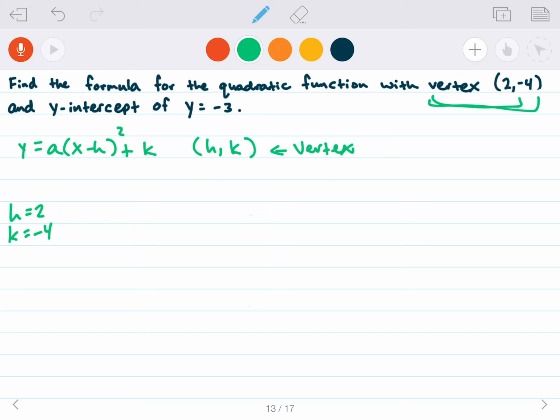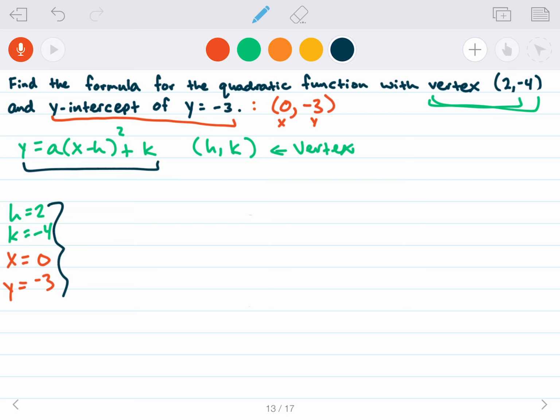We're also secretly given a point x comma y, and that's given from this piece of information that says, hey, the y-intercept is y equals negative 3. So a y-intercept always happens when x equals 0, okay? So this is secretly the point x equals 0, y equals negative 3. All right, so here x is 0 and the corresponding y value is negative 3. And all we have to do is plug in these 4 values in here to solve for a. So let's go ahead and do that.